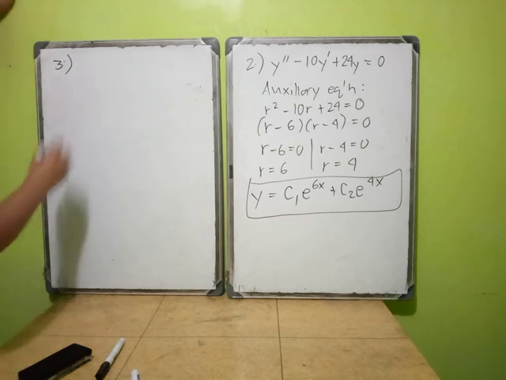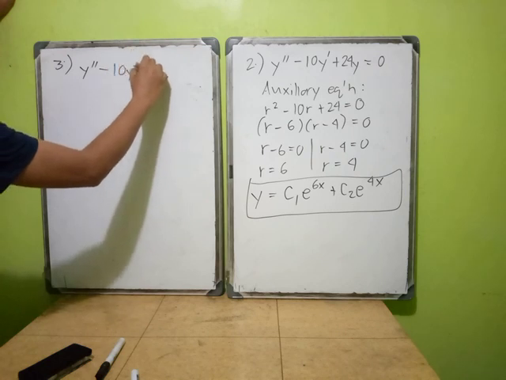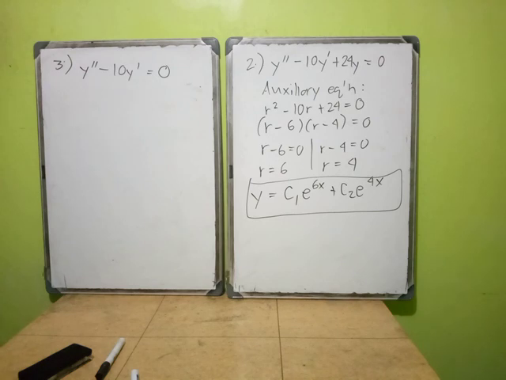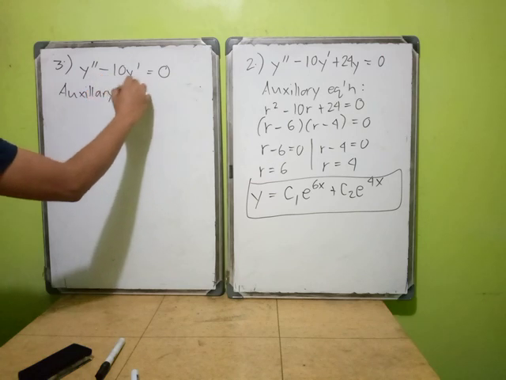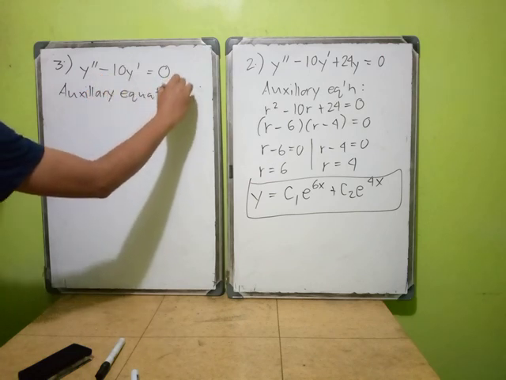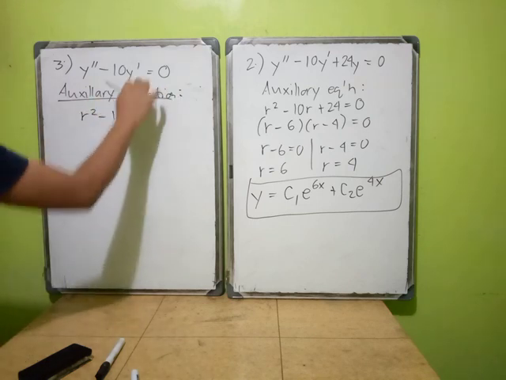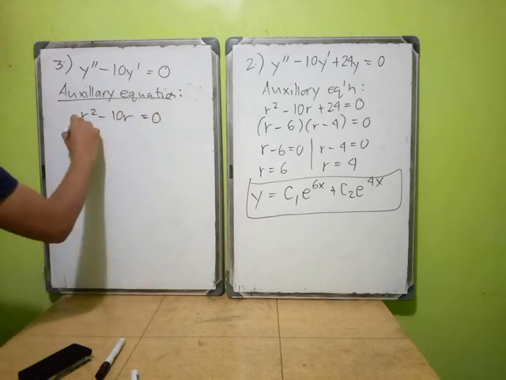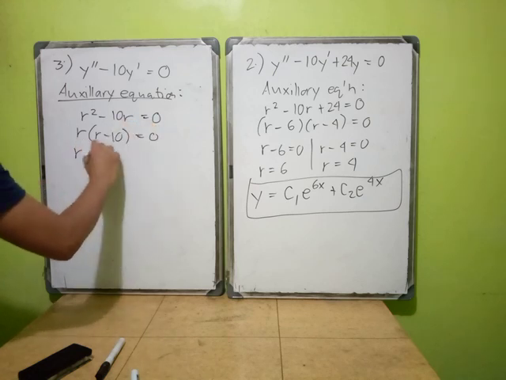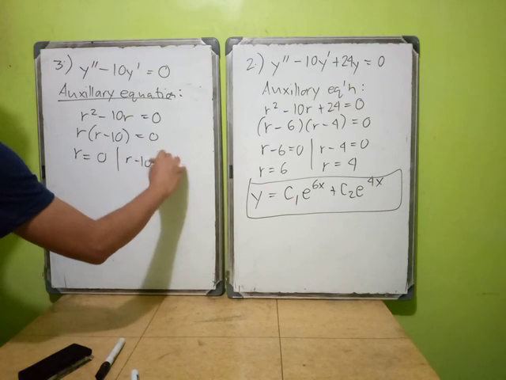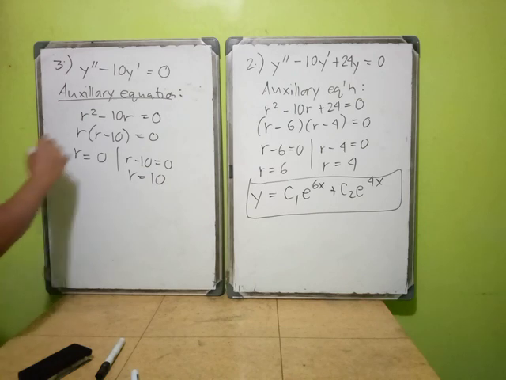So we have a third example. So let's try this one. Again, we convert it to the auxiliary equation. Therefore, it will be r squared minus 10r is equal to 0. If you factor it, you will get r times r minus 10. So r is equal to 0 and r minus 10 is equal to 0. So we got r is equal to 0 and r is equal to 10.